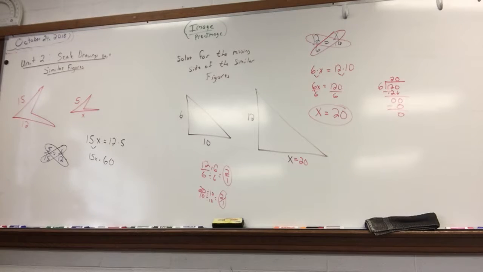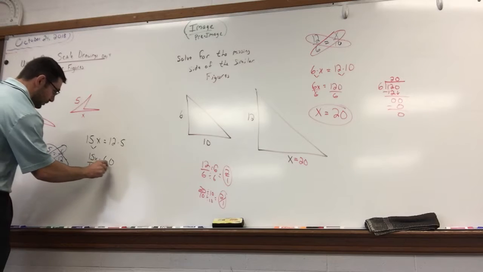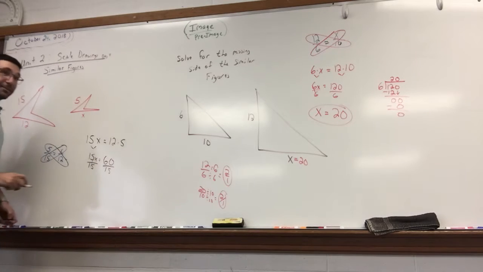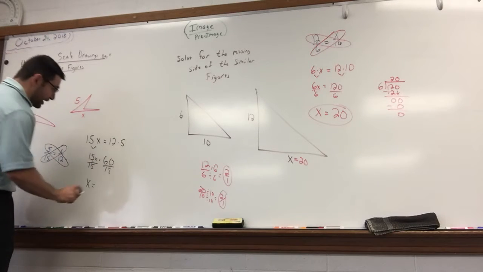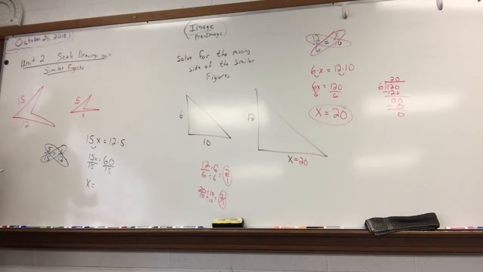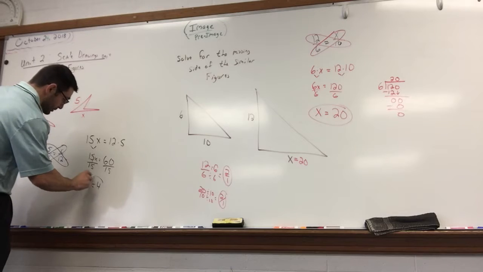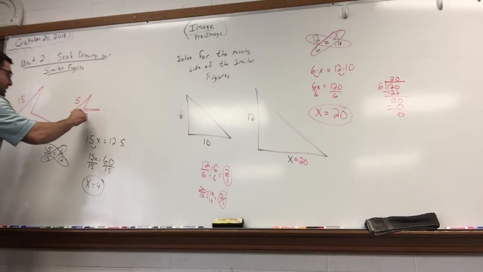Now, what do I need to do to get x? Jason, what do I need to do? Divide it by itself, right? Divide what by itself? X by itself. Not quite. 15 by itself. Yeah, I'm going to divide it by 15. When I divide it by 15, that leaves me with x. 60 divided by 15 is? 4. Good. So now x equals 4.